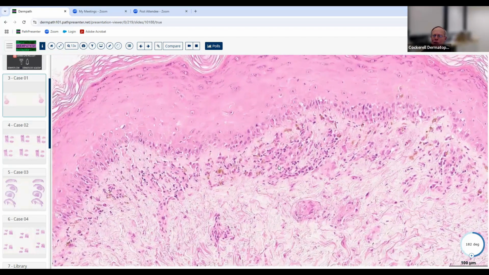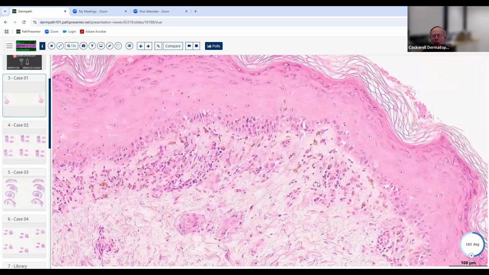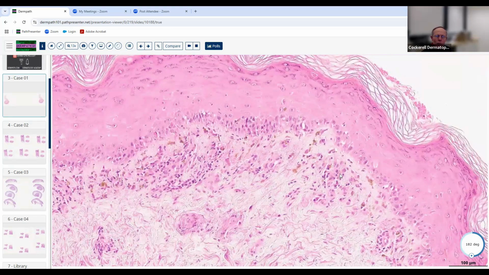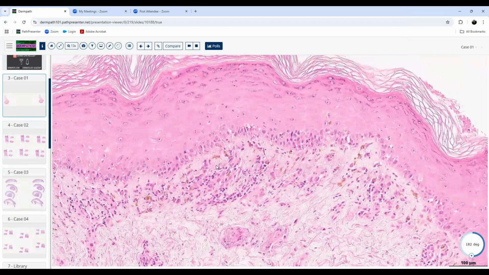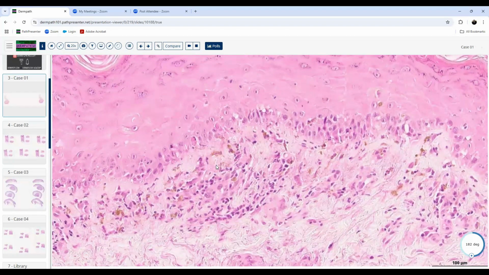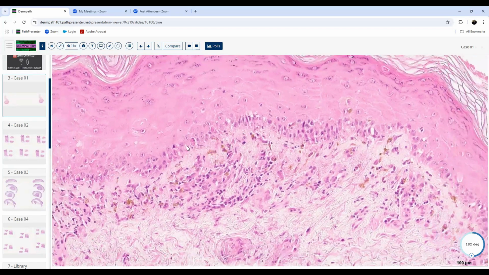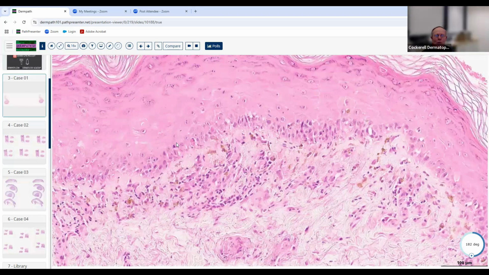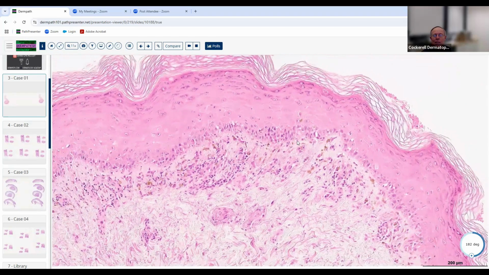You said viral exanthem. Which virus would you be thinking about? I guess I didn't really see any inclusions, so nothing that really leads me to HSV or VZV. And viral exanthems usually don't give you an interface dermatitis unless it's maybe causing secondary erythema multiforme in a patient with herpes or something. So that'd be kind of funny.